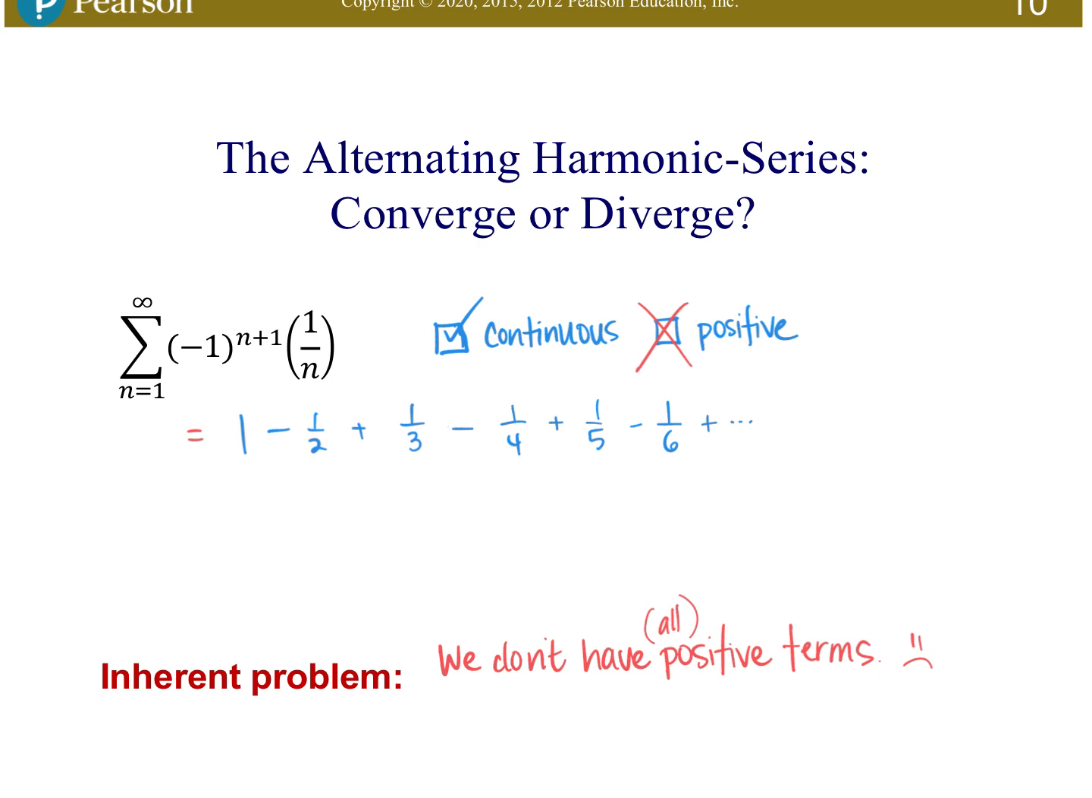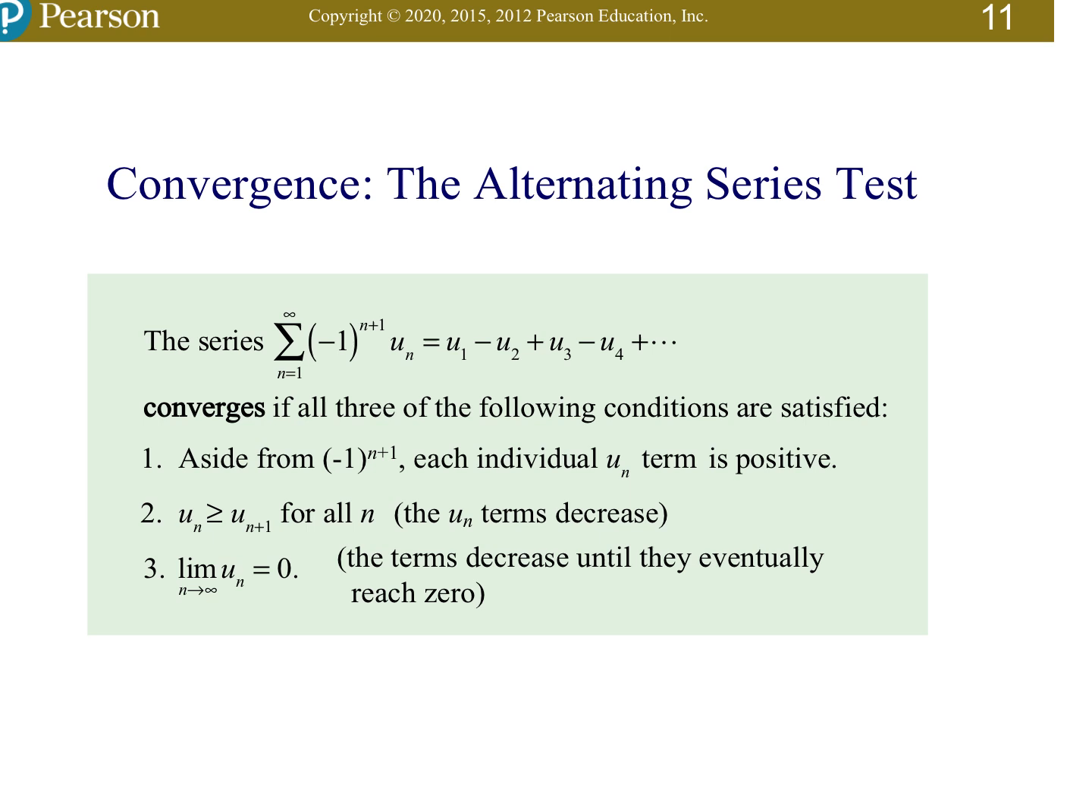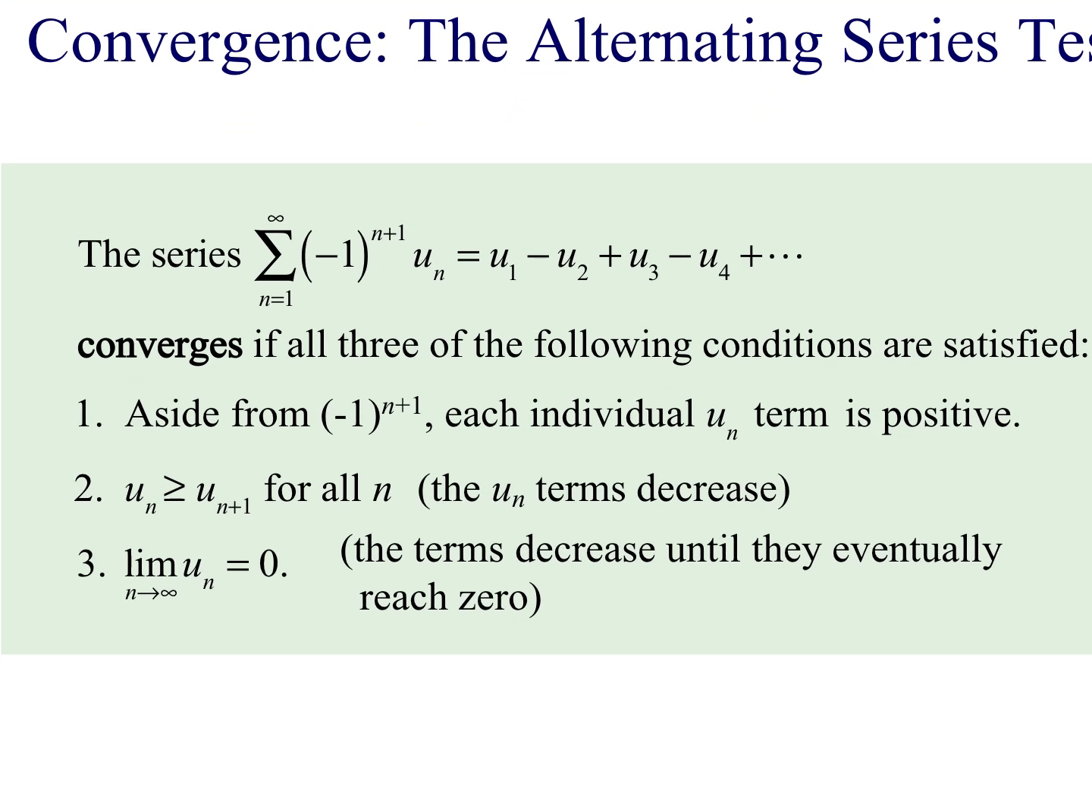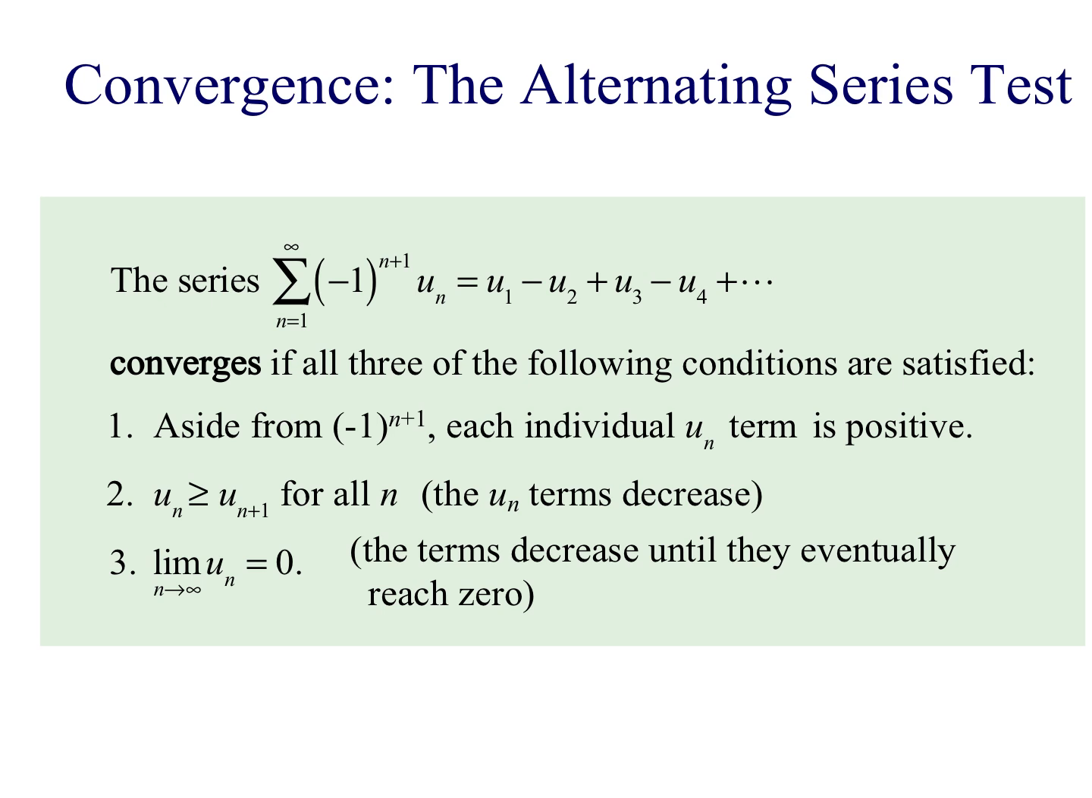What will that do? Your last thing is that an alternating series will converge. These are the last conditions we have to meet. The first one says, aside from the -1 to the n plus 1, each individual term is positive. What does that mean? That means if you took the -1 to the n plus 1 out of it, would everything else left still be positive? Is there something else that's creating negativity? If the only thing creating the negativity is the -1 to the n plus 1, that's good. Are all of the terms still decreasing? That would be good. We could meet that.